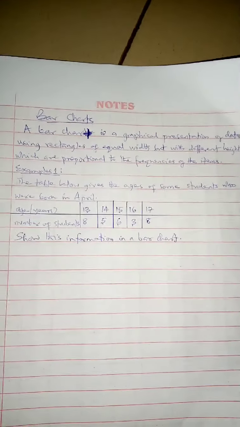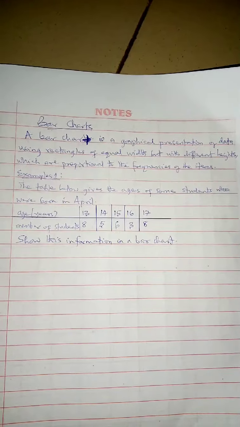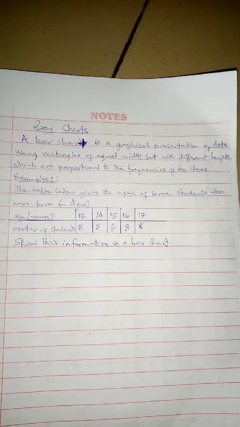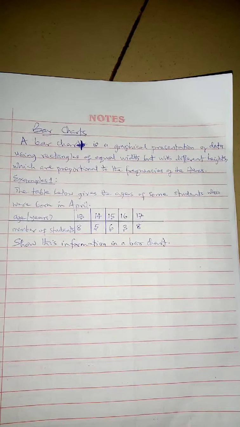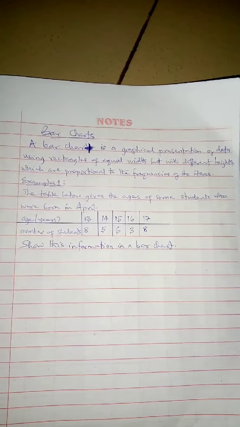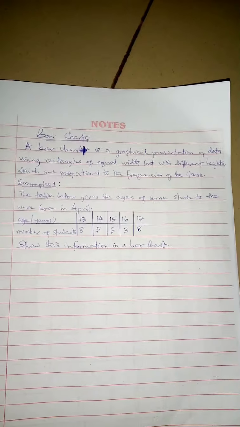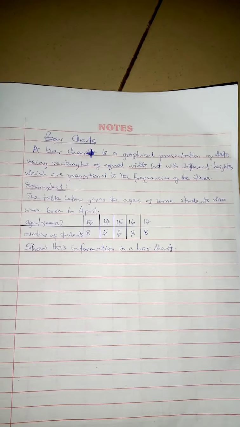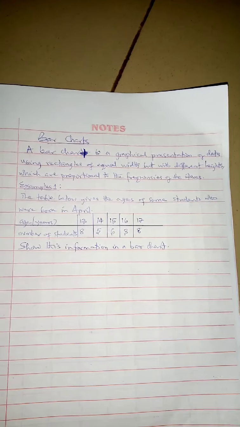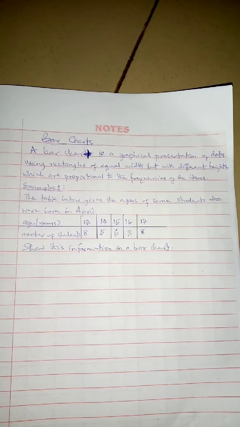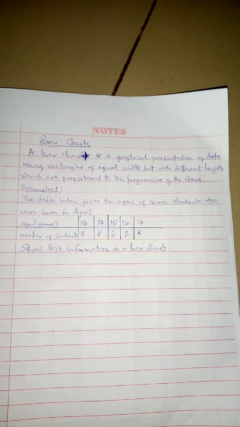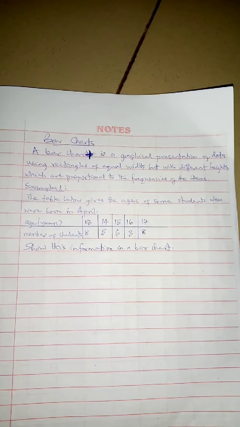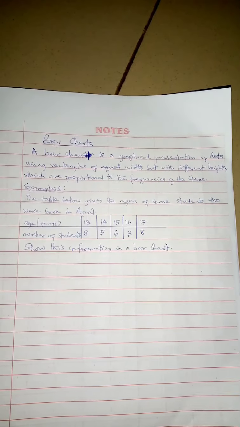Good afternoon, class. Today we'll be discussing bar charts, which is another way of presenting data aside from the pie chart and frequency table we discussed before. A bar chart is a graphical representation of data using rectangles of equal width with different heights which are proportional to the frequencies of the items.